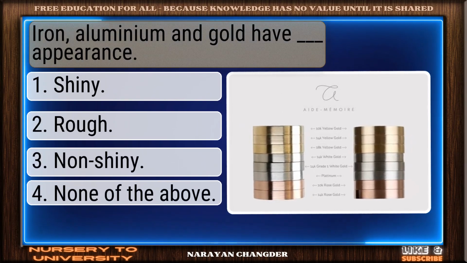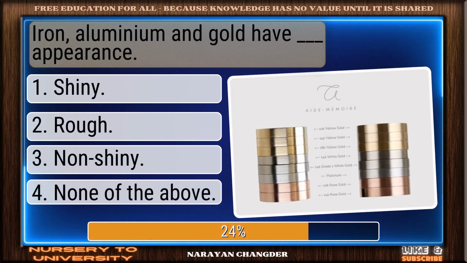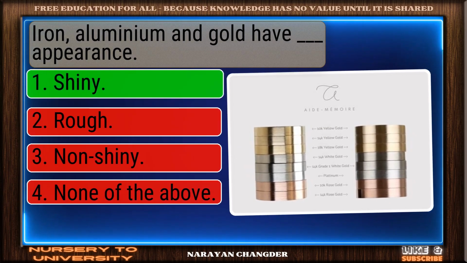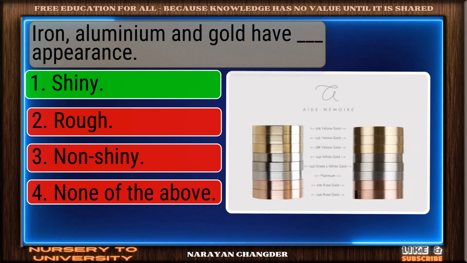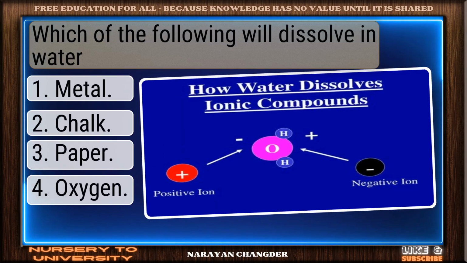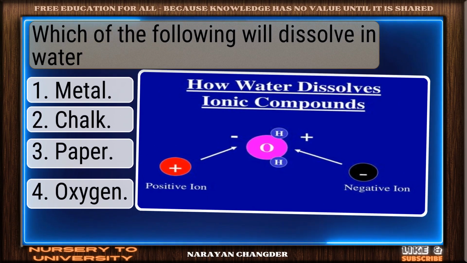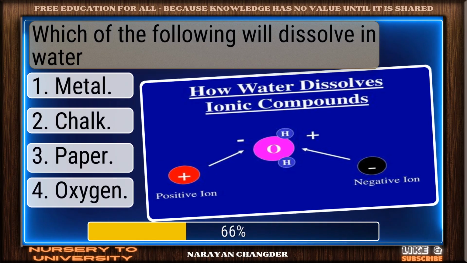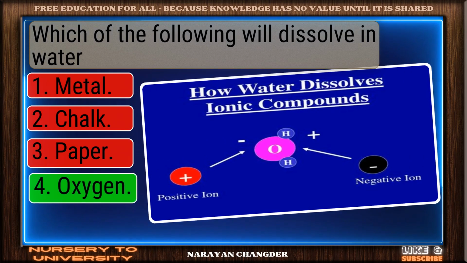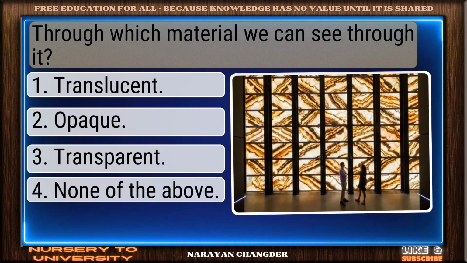Iron, aluminium, and gold have a dash appearance. Strong choice. Shiny is the right answer. Which of the following will dissolve in water? Great thinking. Oxygen is the right choice.